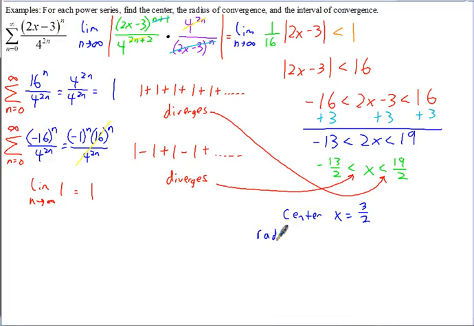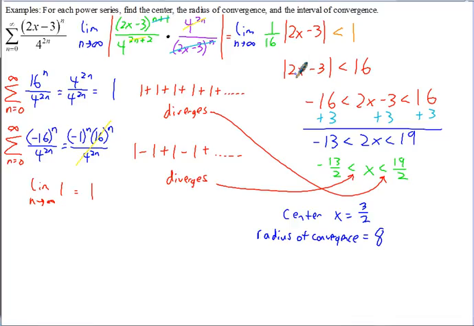Then the radius of convergence, well, how far is it from 3 over 2 to 19 over 2 and to negative 13 over 2? You can see that's 16 over 2 away, which is 8. So you can see in each direction it goes 8 away from there. So the radius of convergence would be 8. It looked like it would be 16 if you look right here, but because that 2 gets divided by 2, it means 8 instead.